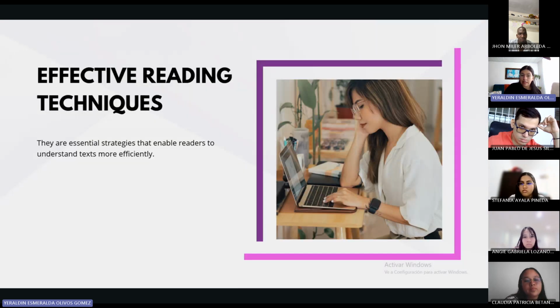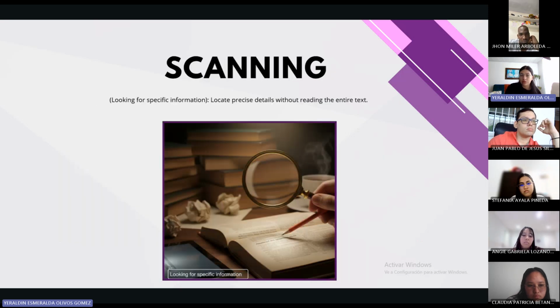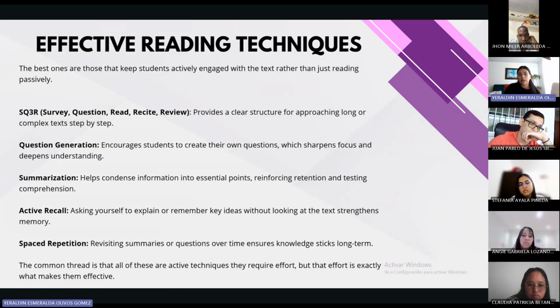Effective reading techniques. They are essential strategies that enable readers to understand text more efficiently. Skimming: rapid reading. Grasp the general idea of the text by focusing on titles, subtitles, and first and last sentences. Scanning: looking for specific information. Locate precise details without reading the entire text.